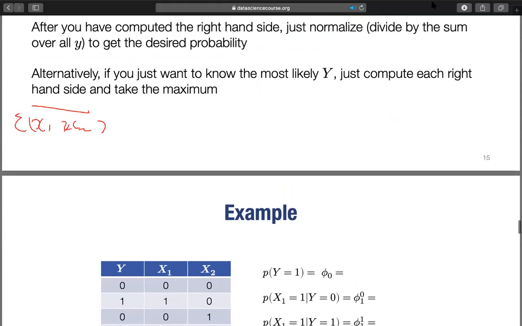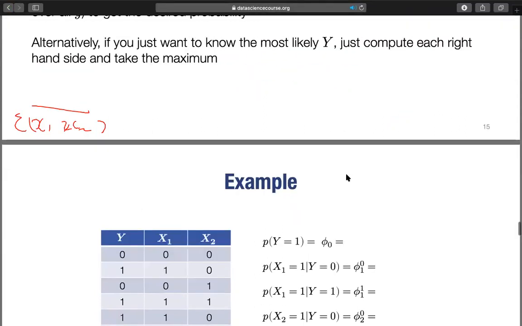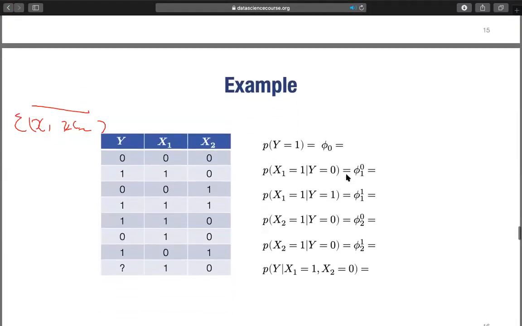Okay, so is there a question? And can we move to the example now?